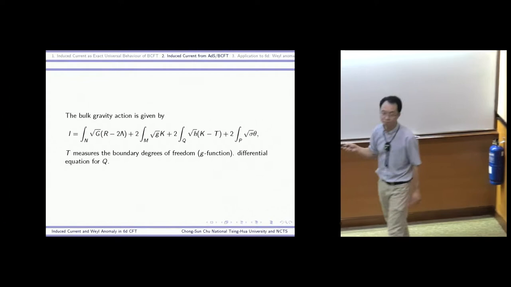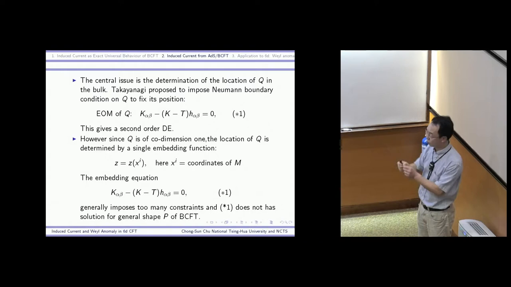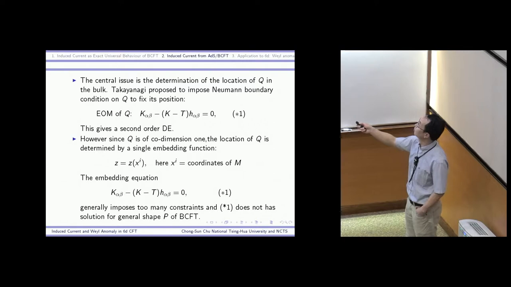The problem of this proposal is that you need to determine the shape of Q, and then Tadashi proposed to do a variation of Q, let Q change, and then you impose a Neumann boundary condition on Q, then you get this equation of motion for Q. So basically, this extrinsic curvature of Q satisfies this equation. After we solve this, we should know the position of Q.